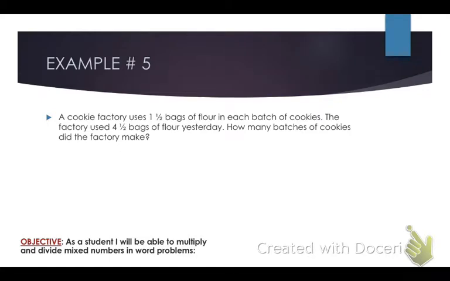to do your own. It says a cookie factory uses 1.5 bags of flour in each batch of cookies. The factory used 4.5 bags of flour yesterday. How many batches of cookies did the factory make? This question is very difficult. So they use 1.5 in each. In each. Okay? So in each indicates that we're going to be dividing, but we have to be careful. What are we dividing? Well, we're dividing how much we had and how much we used. In this particular case, we have to be careful.